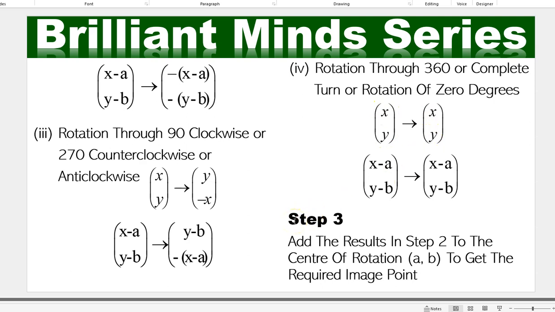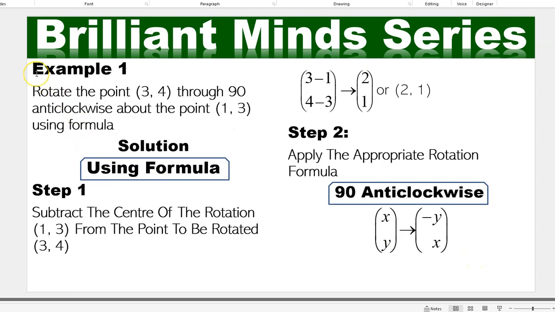And step 3, we add the result in step 2 to the center of rotation (a, b) to get the required image points. Let's first look at example 1.